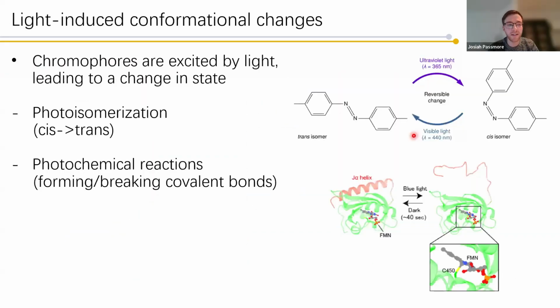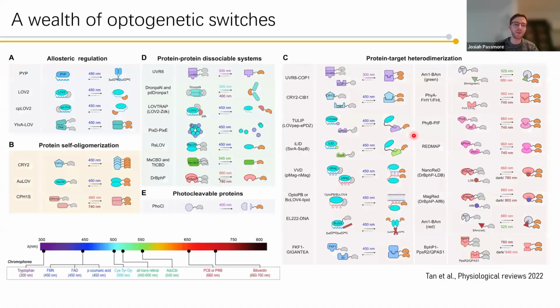But how does this work at the molecular level? Well, these proteins typically have light-induced conformational changes. It can be that they contain chromophores that are excited by light, and this will lead to a change in state of the protein itself. This can be, for example, with photoisomerization, where a protein will switch between a cis and trans conformation, or it has a photochemical reaction where you form or break a covalent bond in order to expose different domains of the protein. And through all of these modules that you can get from nature, we've built a whole wealth of optogenetic switches, right? So we're really now able to do control using optogenetics across the whole spectrum.